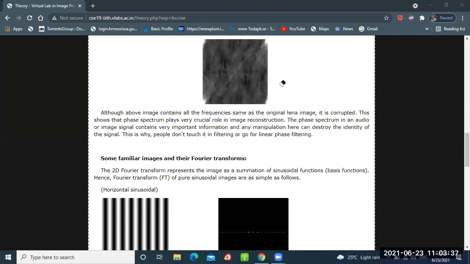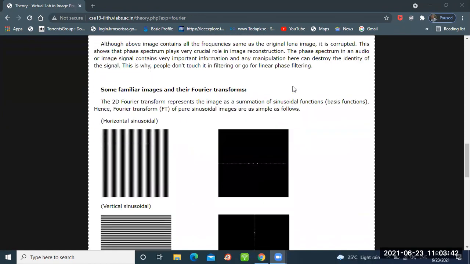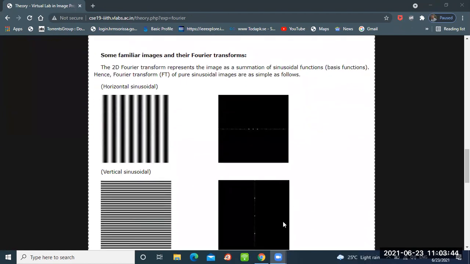Let us see some more familiar images that we will use in image processing. This is another very familiar image. This is the two-dimensional Fourier transform representation of an image as a summation of sinusoidal functions, its basis functions, and the Fourier transforms of pure sinusoidal images are simple, as follows. This is my horizontal sinusoidal image, and this is my vertical sinusoidal image.